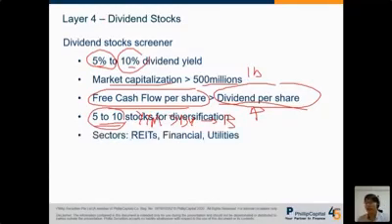All right. Sectors that usually give you dividends are REITs, of course, financials, and utilities. These are the sectors of stock that give you a higher likelihood that the dividend is higher.